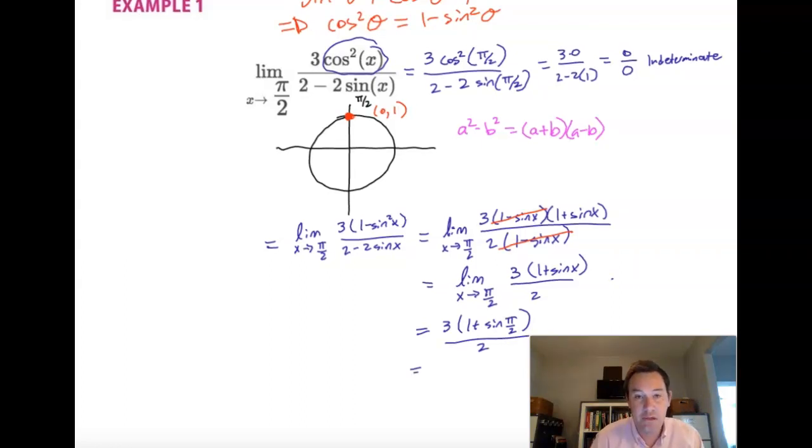So we look back up to our unit circle. Sine of pi over 2 is 1. So I have 3 times the quantity 1 plus 1 over 2, which is, what, 6 over 2. And my answer is 3. All right, let's move on to the next example.